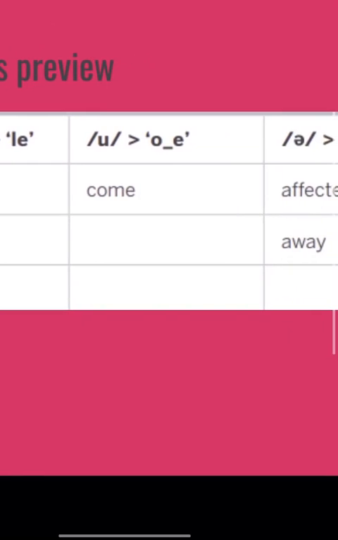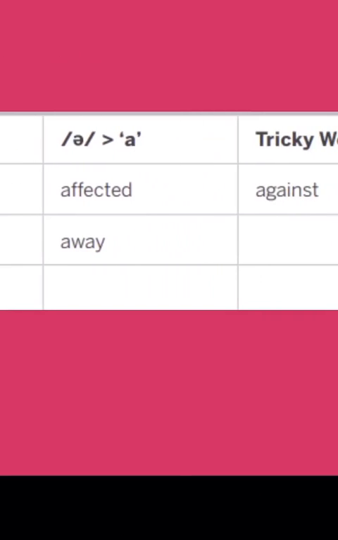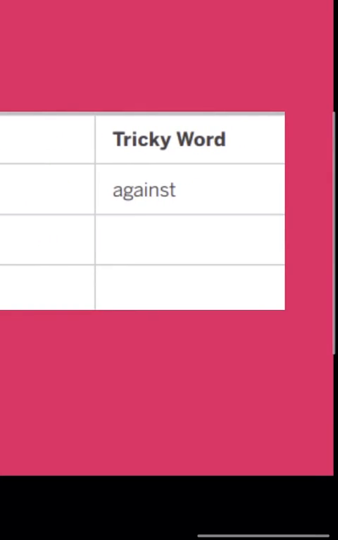Okay, next column is the sound and it is spelled with O and E. For example, the word come. That O and E are working together and they make that sound in this word. That can be tricky. Okay, next column. We have that sound spelled with A. For example, affect and away. Okay, and then our last column, we have that tricky word against.